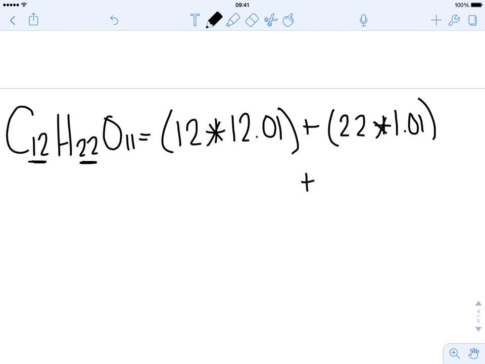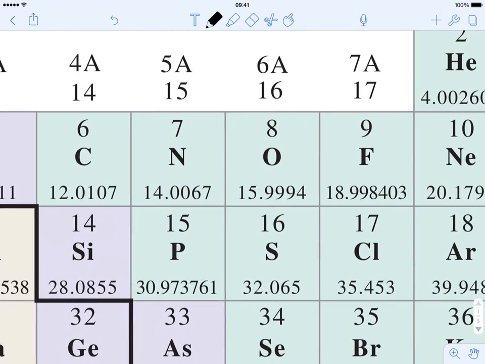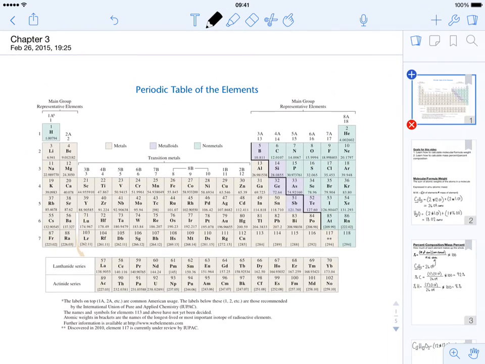So if we go back up to our periodic table and we take a look at it, we see the atomic mass for hydrogen is 1.01. So I'm going to plug that in here, 1.01. And finally, we're going to add that. I ran out of room, so I'm going to go down here. I'm going to add that to oxygen.